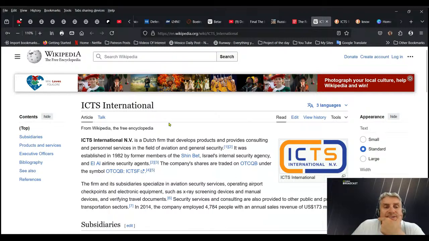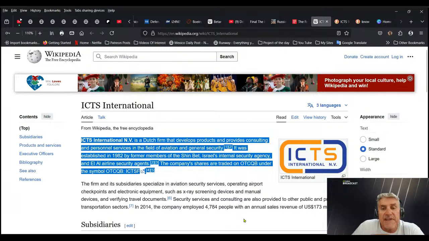It's gold. ICTS International, based in Amsterdam, started by the Shin Bet, is a Dutch firm that develops products, provides consulting and personal services in the field of aviation and general security. It was established in 1982 by former members of the Shin Bet, Israel's internal security agency, and El Al Airline Security Agents. The company shares are traded on NASDAQ. They were running 9/11.